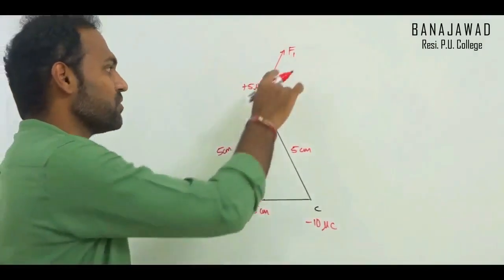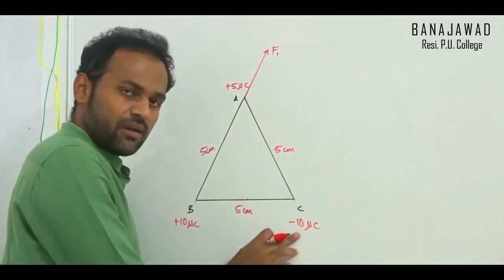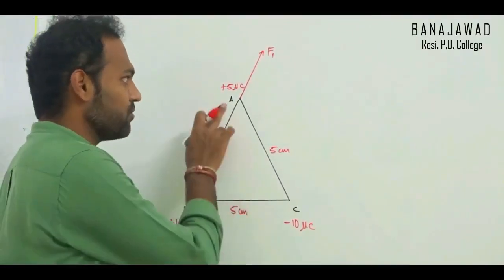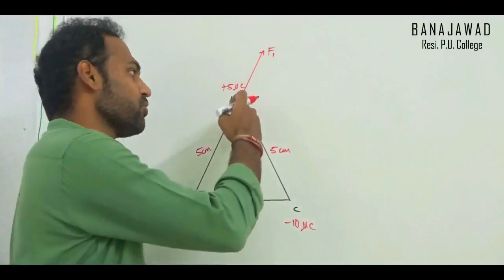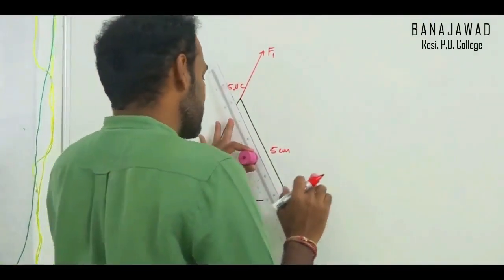This is the first force acting on plus 5 microcoulomb. One more force is due to minus 10 microcoulomb. What type of force should it be? It has to be attractive because this is negative and this is positive. Attractive means I cannot show it in this way; I should show it towards each other, and it should also be along the line joining the 2 charges only.